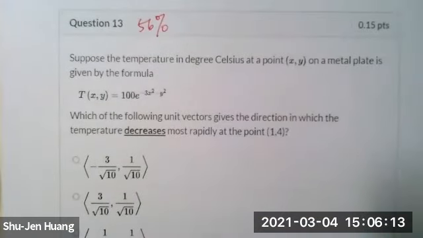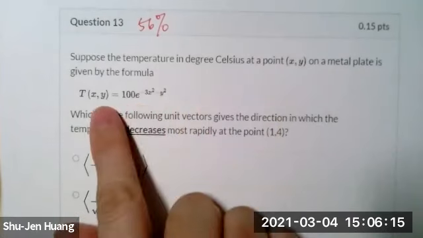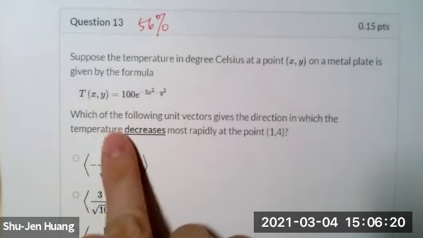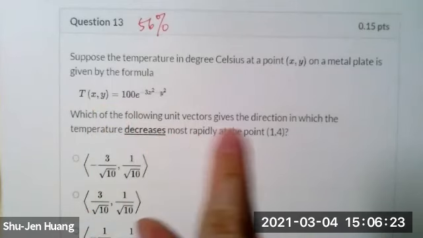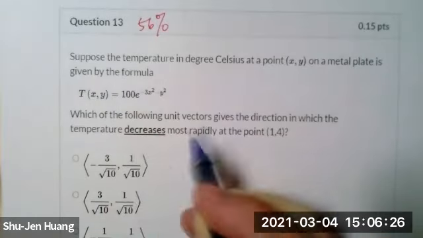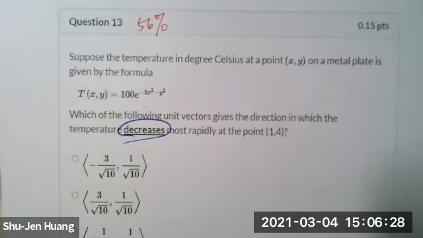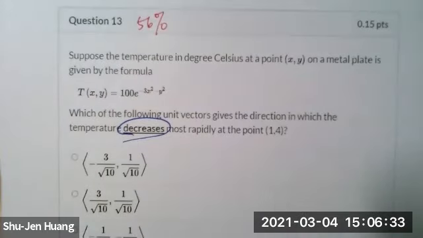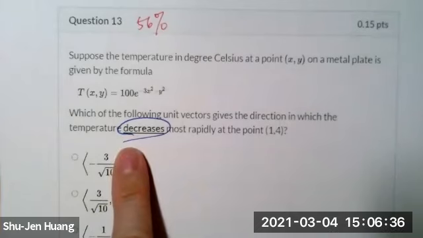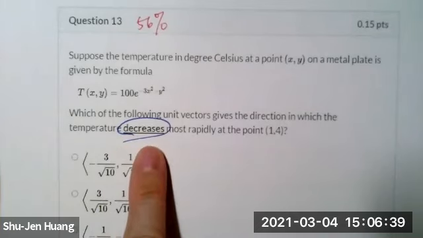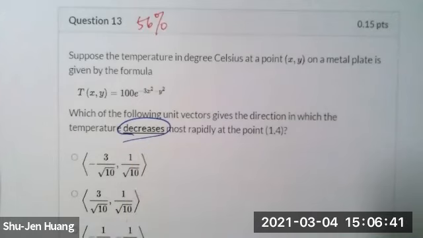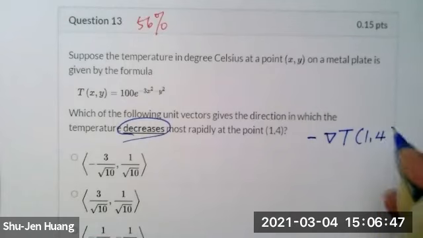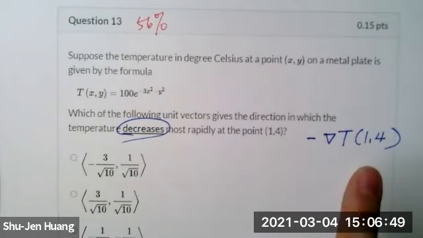Question 13 tells us the temperature is given by this formula based on the location x, y, and asks which of the following unit vectors gives us the direction in which the temperature decreases most rapidly at the point (1, 4). Before we do the calculation, can you tell me in which direction the temperature decreases most rapidly? It's in the opposite direction of the gradient vector, right? Okay, in the opposite direction of the gradient vector.